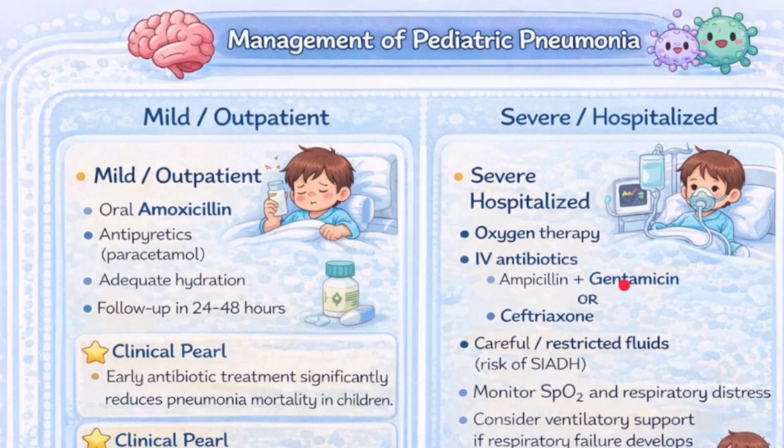IV antibiotics are given, and that again include a gram positive cover and a gram negative cover. Gram positive cover is ampicillin and gram negative cover is gentamicin, or you can use ceftriaxone. Careful or restricted fluids are given due to risk of SIADH, and monitor the SpO2 and respiratory distress. Consider ventilatory support if respiratory failure develops.